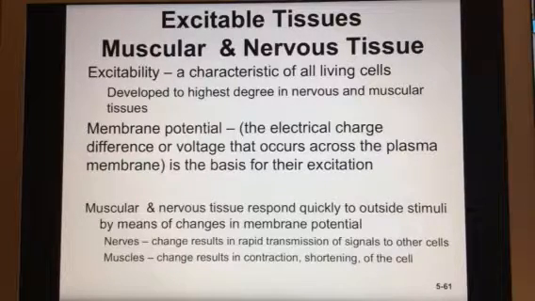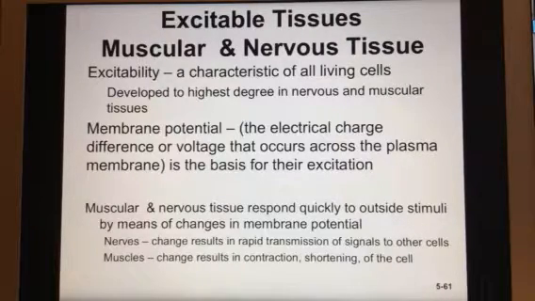Our last two categories of tissue are going to fit in one video, and that is going to be muscular and nervous tissue, and they get grouped together because they are both classified as excitable tissues. Excitability is a characteristic of all living cells, but it's developed much higher in nervous and muscular tissue. So what we're talking about, why they get excited, how they get excited, is a membrane potential, the charge difference that occurs across the cell membrane.